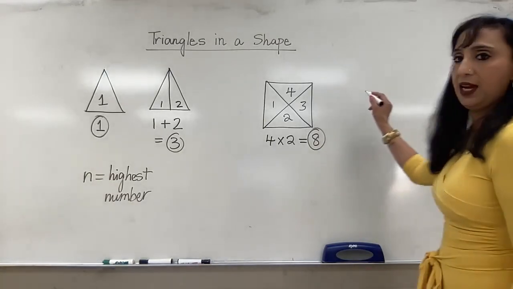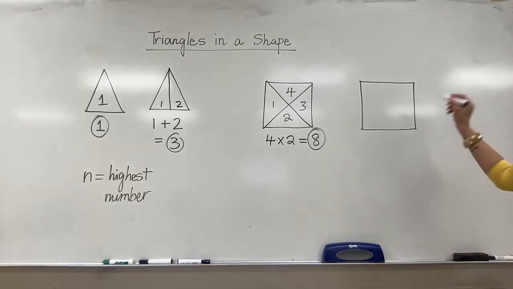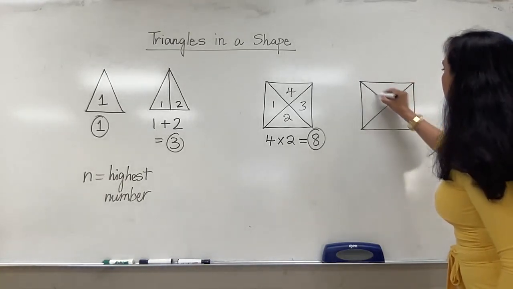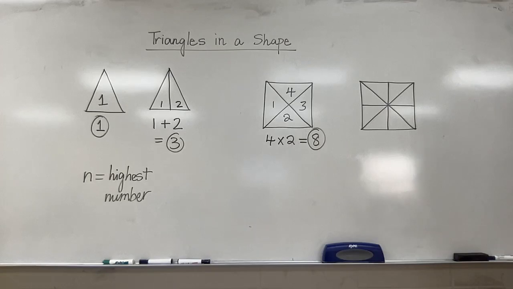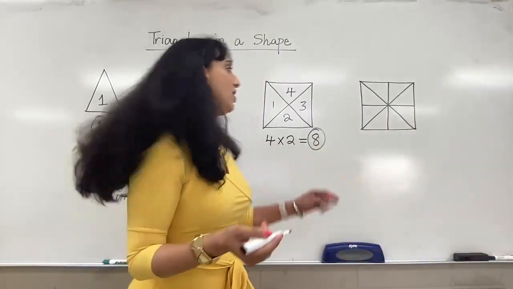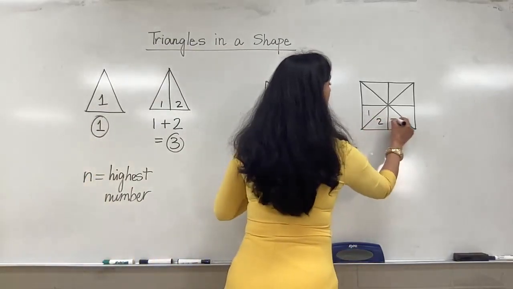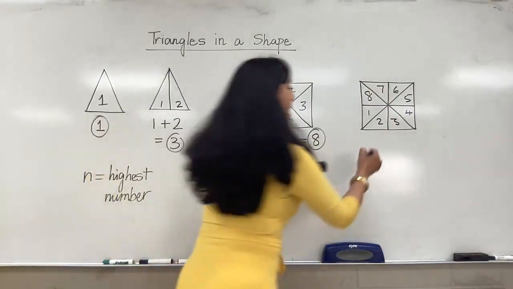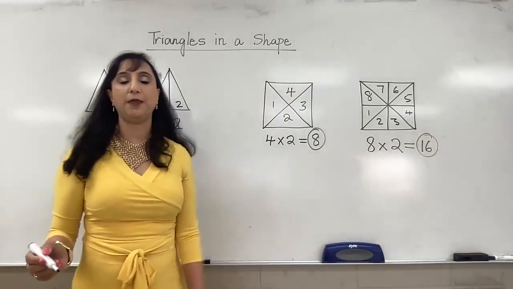What if I had something given to me like this? Okay, I'm going to go ahead and make a shape which looks like this. All right, and now you're asked, okay, how many triangles are in there? Again, we are going to follow the same thing that I just did with this one, all right? So don't get confused. All I'm doing is, look, 1, 2, 3, 4, 5, 6, 7, 8. 8 of those, you're going to double it. 8 times 2, I have 16 triangles in that shape.